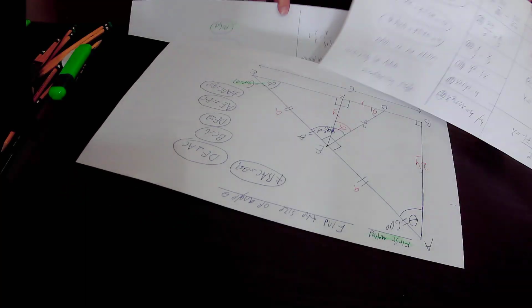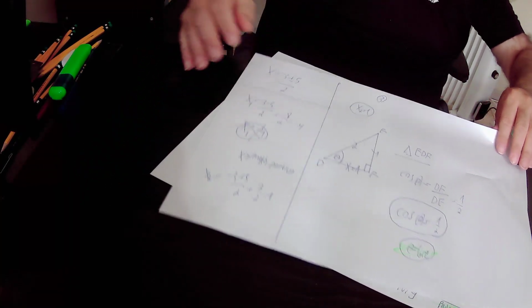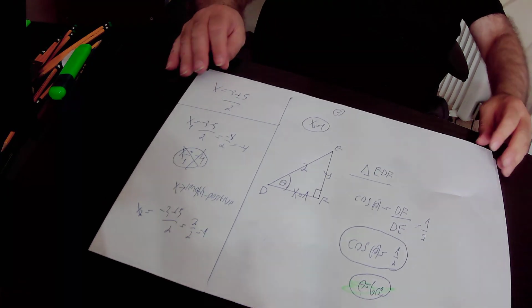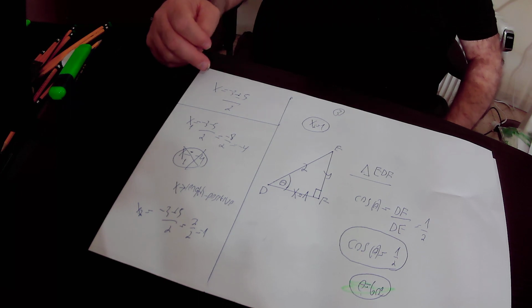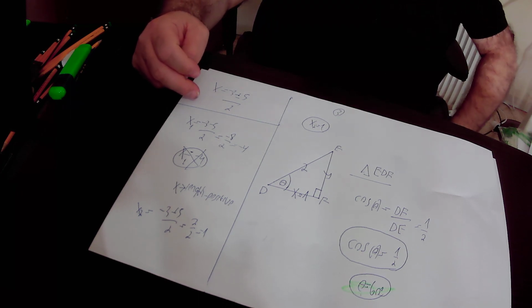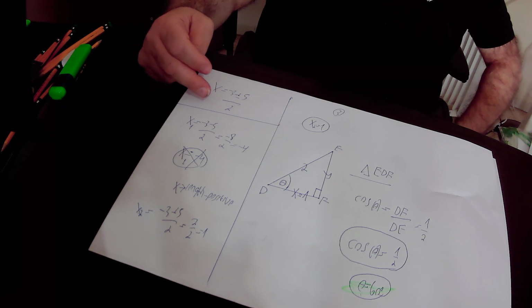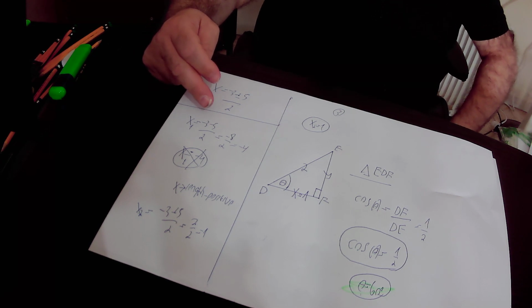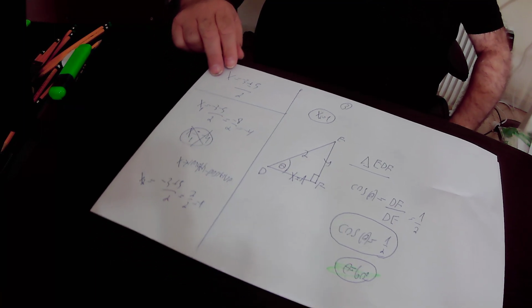So in conclusion, we found that x equals minus 3 plus minus 5 over 2. So here we have two solutions that are possible for x. The first solution is x equals minus 3 minus 5 over 2. Minus 3 minus 5 is minus 8. Minus 8 over 2 is minus 4. So we found out that x1 equals minus 4.